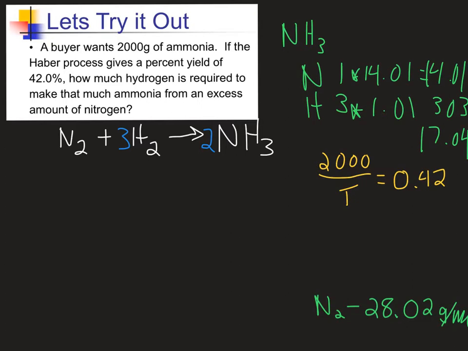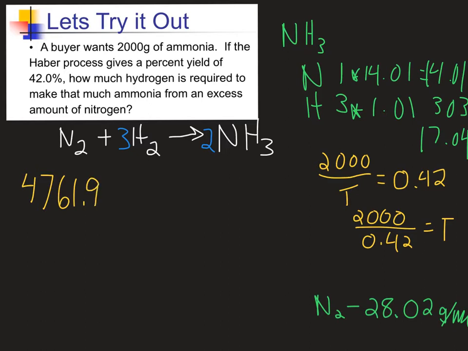The buyer isn't going to be happy. So we have to come up with that. And what we do is we take our 2,000, divide that by 0.42, and from there to solve for our theoretical, I just did some algebraic manipulation for myself, and we can now see from there that my calculation gets me my new starting point, and that is 4,761.9 grams of ammonia with that as well.